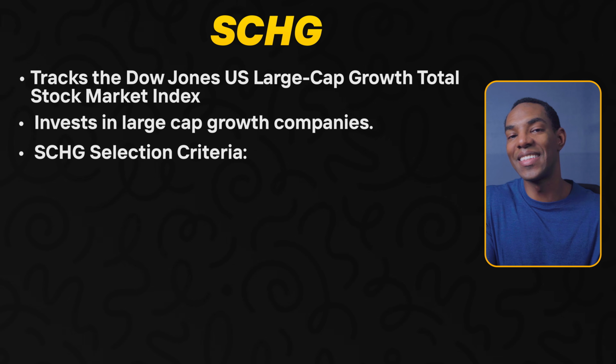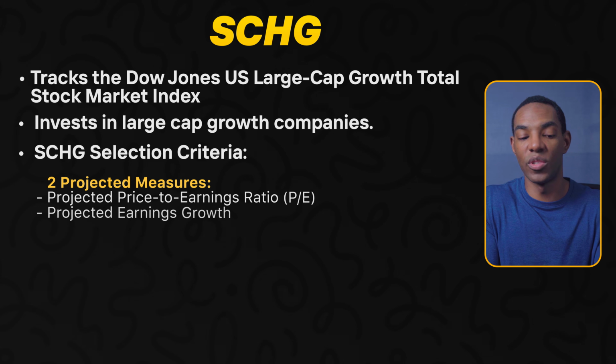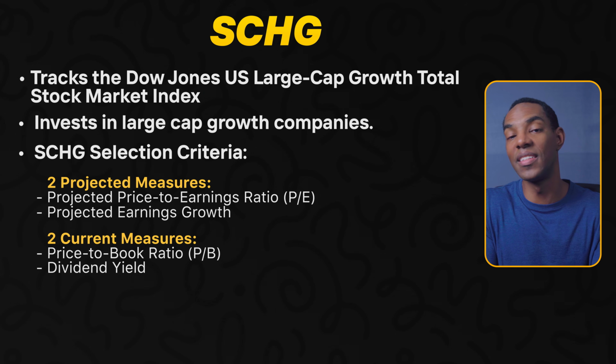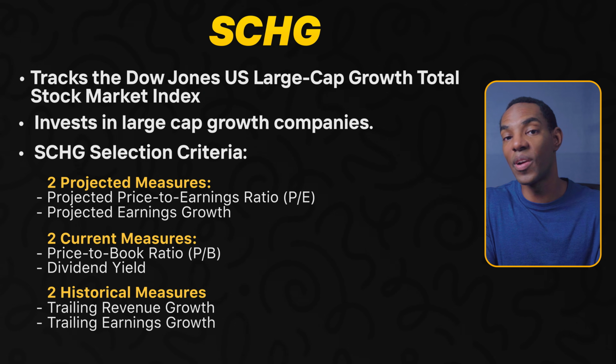And the growth stocks that this index chooses is based on 6 different measures. 2 projected, which are projected price to earnings ratio and projected earnings growth, 2 current, which is price to book ratio and dividend yield, and then 2 historical, which is trailing revenue growth and trailing earnings growth.